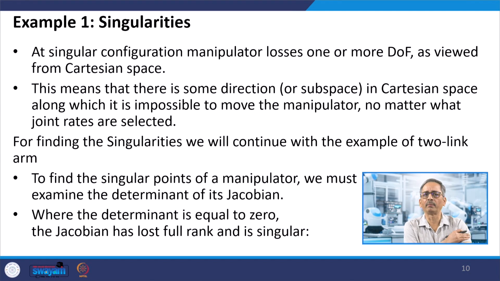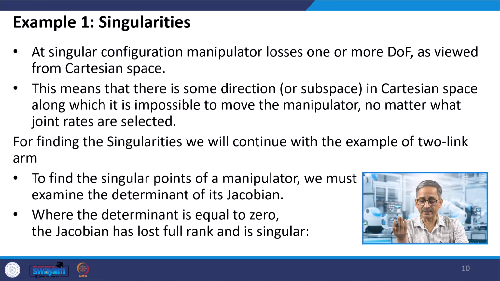We have seen the problem of singularity, right? And what the singularity is, as we have seen in the previous lecture, okay, at a singular configuration, this manipulator loses one or more degrees of freedom as viewed from the Cartesian space. Okay. So, what does this mean? This means essentially that the manipulator may not be able to move in a certain direction. Okay. Whatever joint rate you have, the manipulator will not be able to move in a certain direction. So, this concept we have seen in the previous lecture. Now, I can explain that mathematically with an example to you.